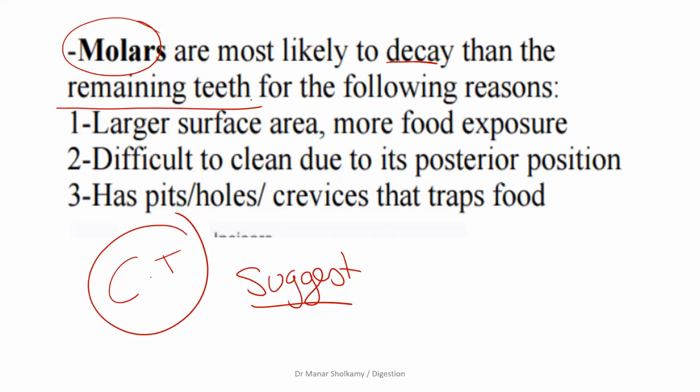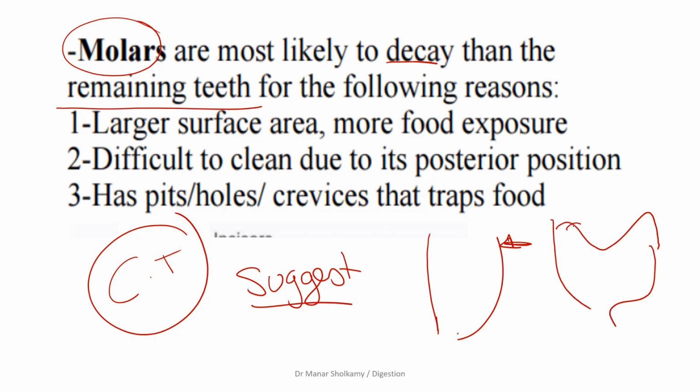So when they ask you, suggest why molars are the most likely to decay than the remaining teeth, all of you gave me correct answers because the molars, this is your jaw, are located here at the very back. So sometimes you cannot reach them and you do not clean properly. The molars are large. They have a large surface area, so they are exposed to food. They have lots of holes, so maybe the food will be trapped in those holes. All these answers are correct: larger surface area, so more food exposure; difficult to clean because they are in the posterior position; they have holes or pits that trap food. So all these are reasons why the molars are usually the ones that become carious first, okay?